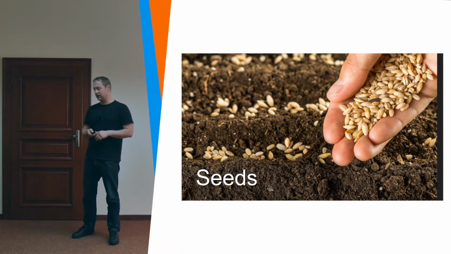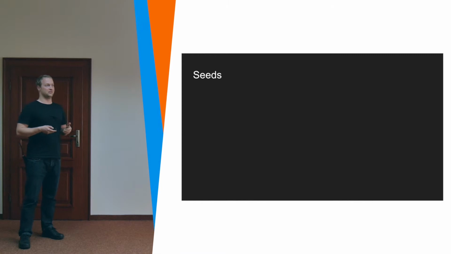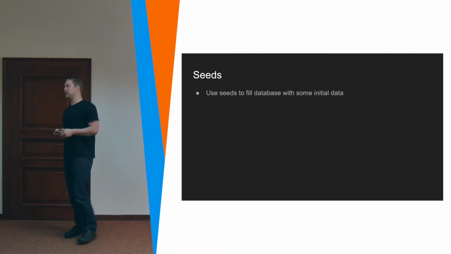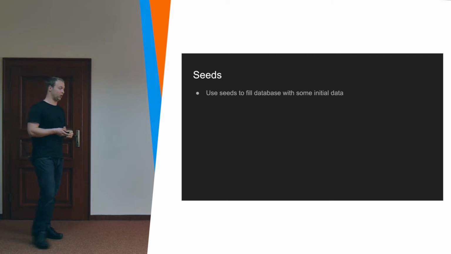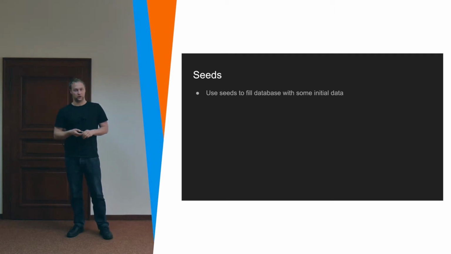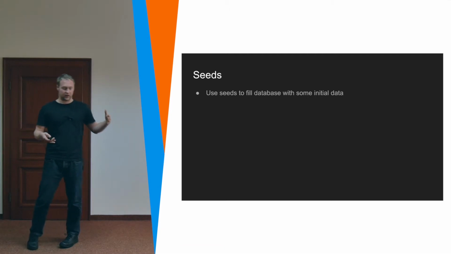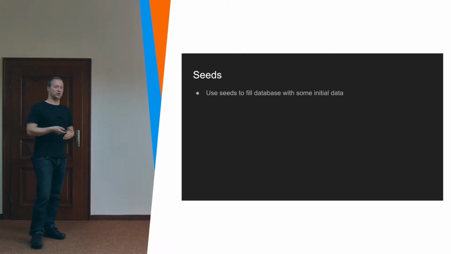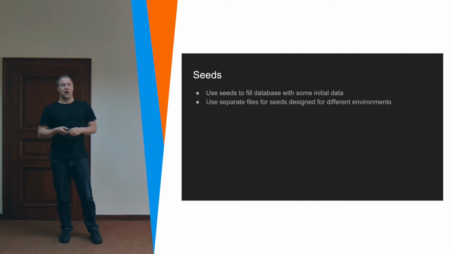Next thing is seeding, right? So the seeds file should be used to fill the database with some initial data. It doesn't mean that we should only run it when the project starts or when we set up a new deployment, but also when we introduce a new model and we would like to, for example, add categories to our e-commerce site, and we would like to have this first initial set of categories. We can obviously put it into the seeds file and run it at a later stage of product development.